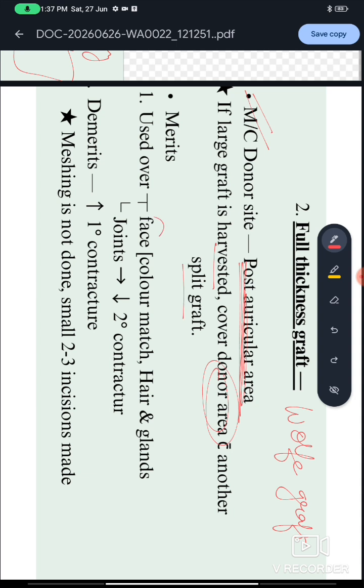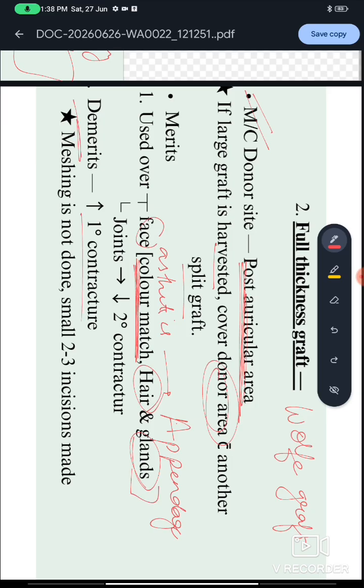What is the merit? It is used in aesthetic areas because it has appendages. It has all appendages including hair follicles, glands, matches the color exactly, so it is aesthetic.